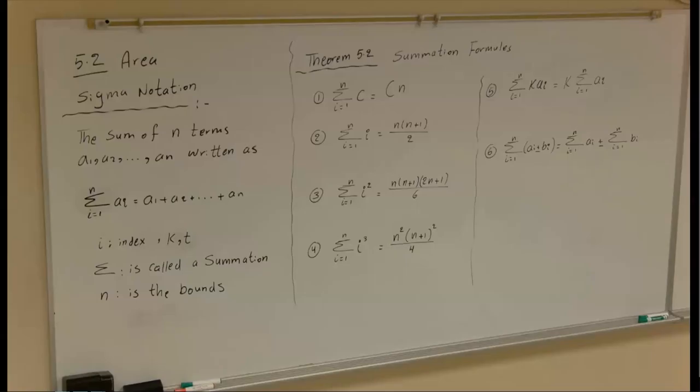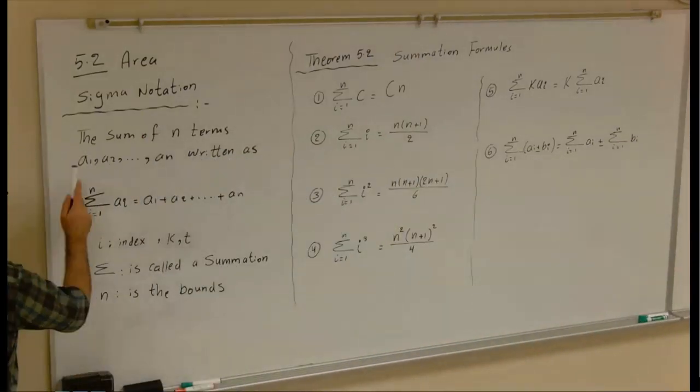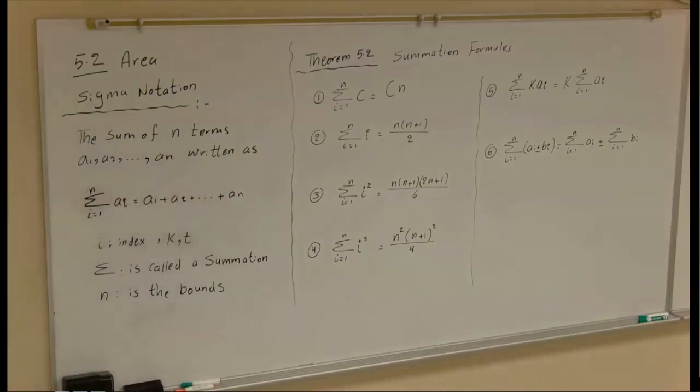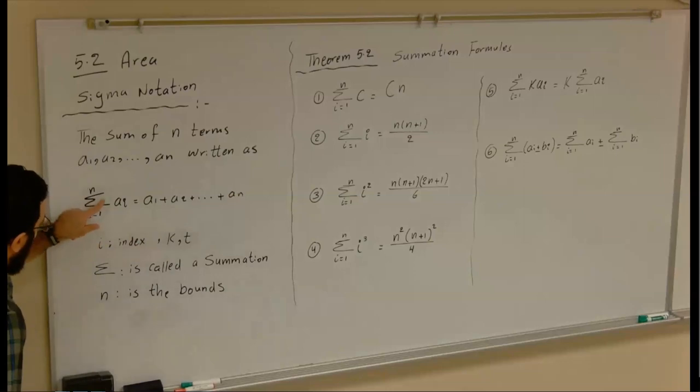5.2, let's start with the sigma notation. And then we're gonna cover how to find the area. Sigma notation: the sum of n terms. You have n terms, like from 1 to 100. The sum of these terms is written as, you see this sign?